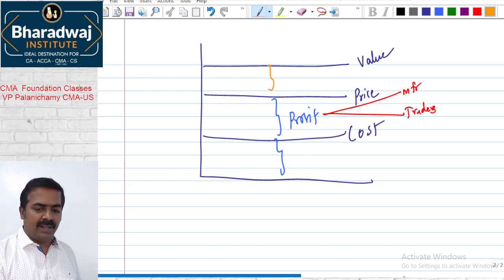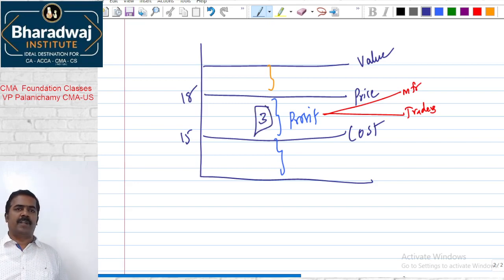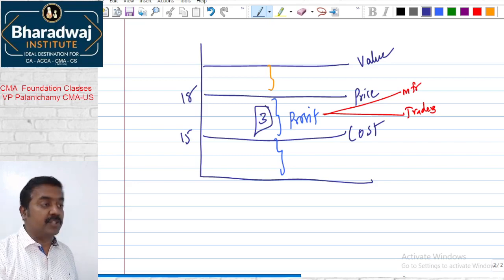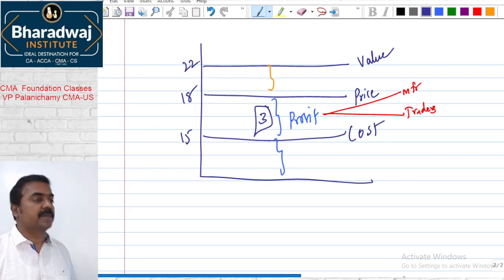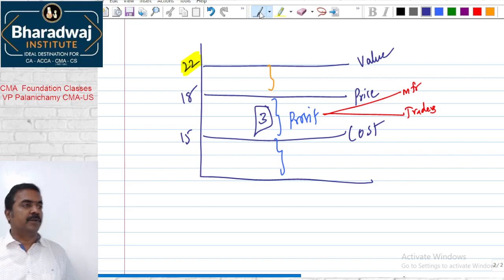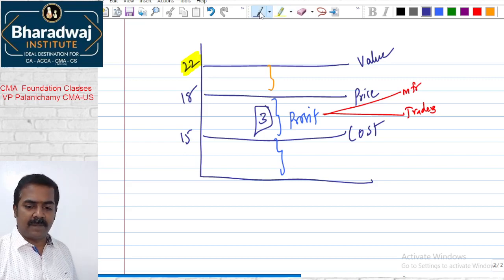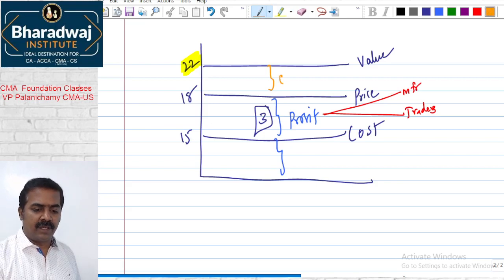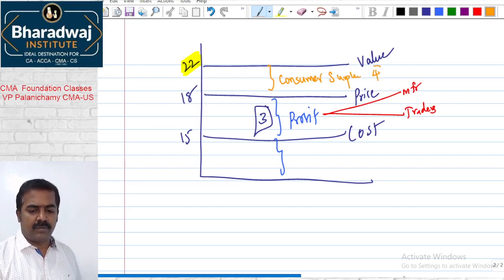Then, who enjoys the surplus? For example, the cost was 15 rupees. Selling price is 18 rupees. This 3 rupees profit is enjoyed by, maybe 1 rupee by the manufacturer, 1 rupee by the wholesaler, 1 rupee by the retailer. Then the consumer feels that the worth of the product is 22 rupees. What is the surplus? This is known as consumer surplus. How much? 4 rupees.